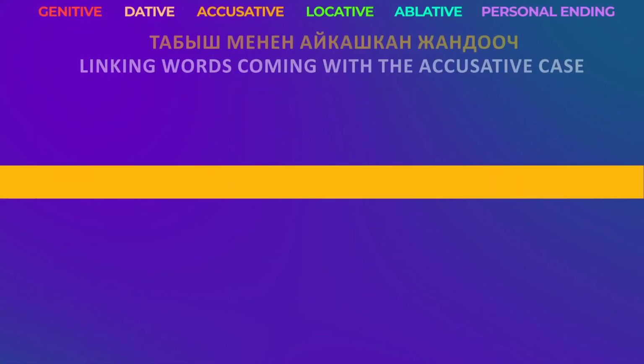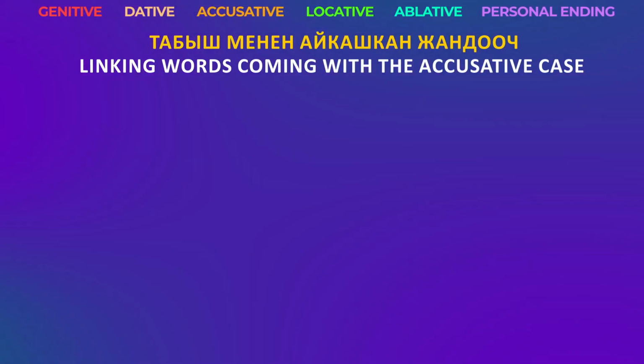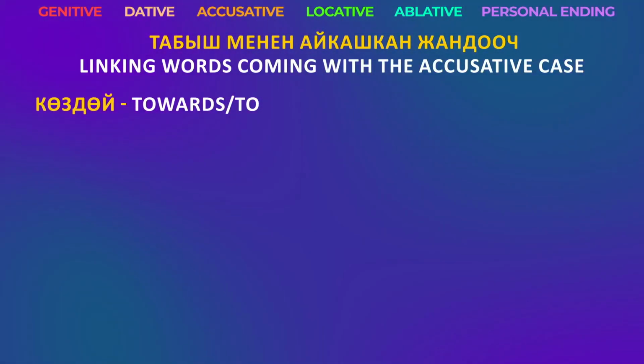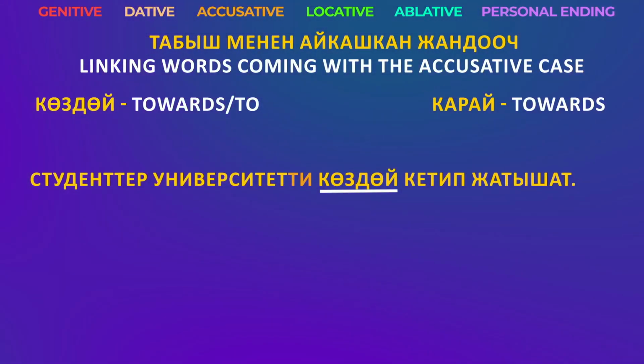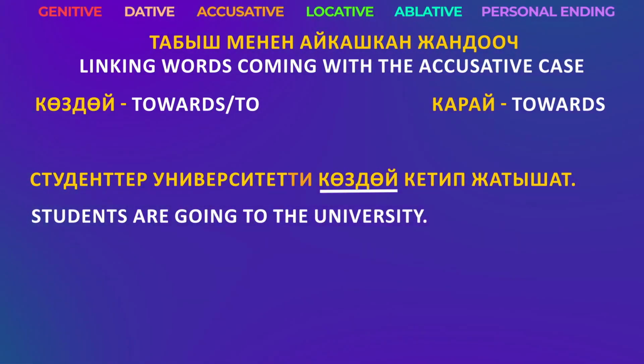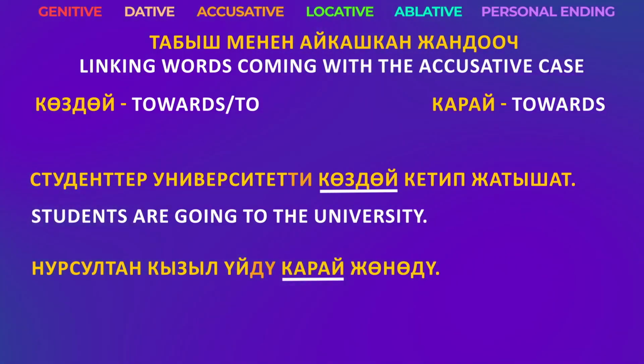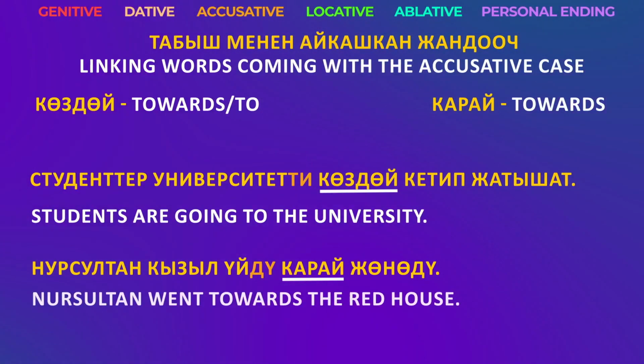Another one is табыш менен айкашкан jandoch. It's linking words coming with the accusative case. They are көздөй, which means towards, to, карай, which means towards as well. For example, студенттер университетти көздөй кетип жатышат. Students are going to the university. Another one is Nursultan кызыл үйдү карай жөнөдү. Nursultan went towards the red house.